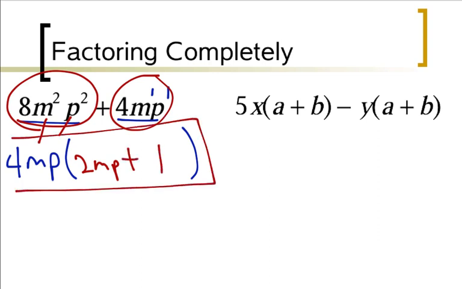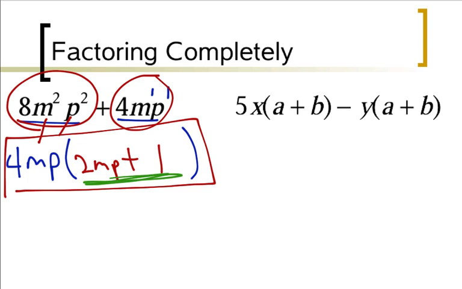Now this is actually as far as I get to go with this particular problem because I have to look in the parentheses to see if there's anything else I can factor, and there is not. There's no difference of squares and there's no sum and difference of cubes. So that's as far as I go. But I will be looking for further steps on each one of these problems.